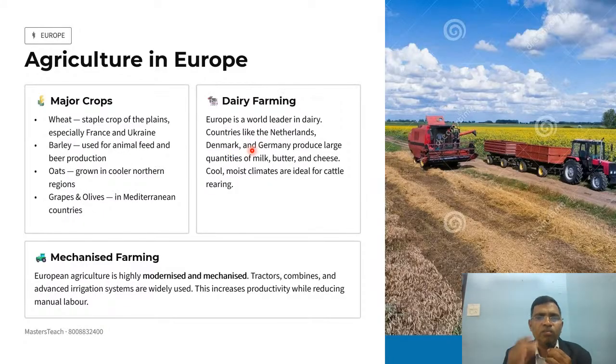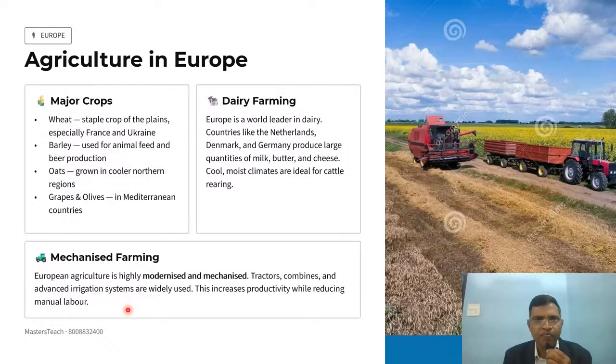Then dairy farming. Europe is a world leader in dairy farming, like the Netherlands, Denmark, and Germany. They produce large quantities of milk, butter, and cheese, and the climate is very cool, ideal for cattle rearing. Then modernization of farming. European agriculture is highly modernized and mechanized. They use tractors and harvesters, and advanced irrigation systems are also there, due to which production increases while manual labor is reduced.